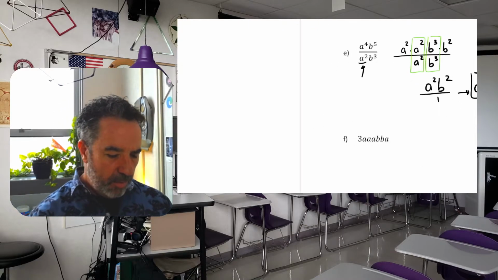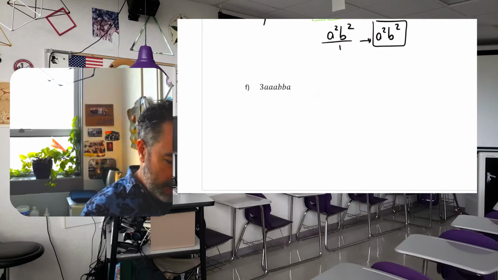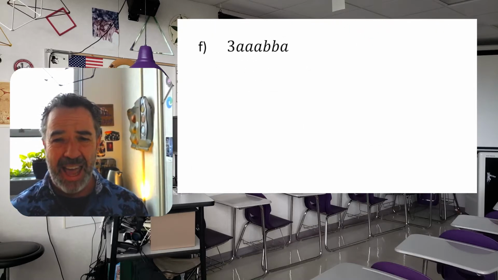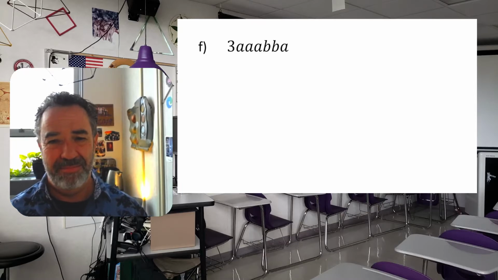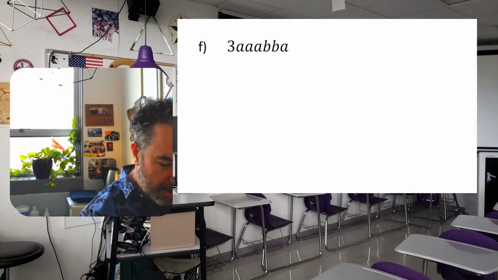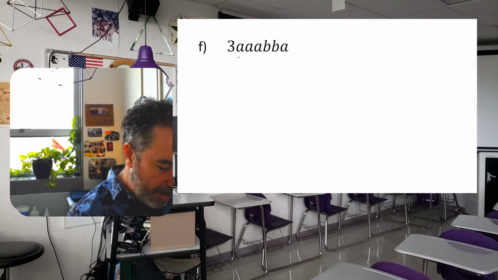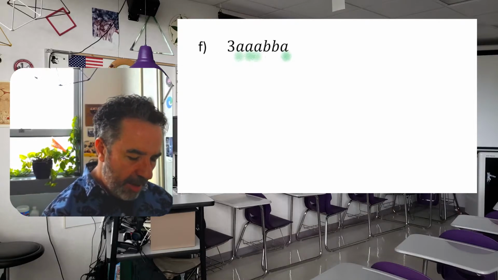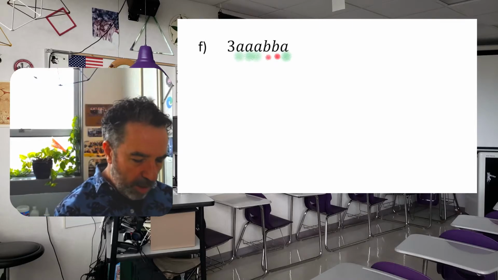And then finally, let's move to the last problem on this page, this right here. 3AAA BBA. That's a ridiculous way to write that, right? So the question is, how many factors of A do I have? Well, I have 1, 2, 3, 4 factors of A. And how many factors of B do I have? I have 1, 2.